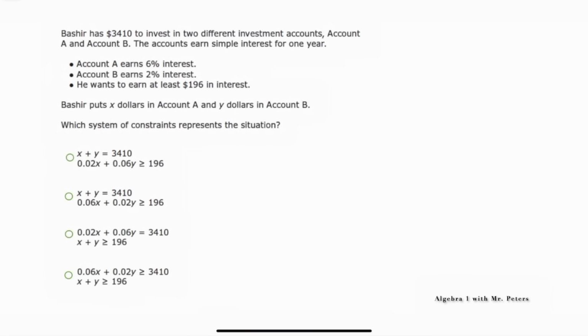Problem number 28 gives us a real world context, and they want us to use systems of equations to represent it. So it's always good to define what the variables represent. So we could say x is equal to account A and y is equal to account B. And it says that Bashir has $3,410 to invest, right? It doesn't say at least. So we need to understand that that is an equal sign. So answer choice D is gone.